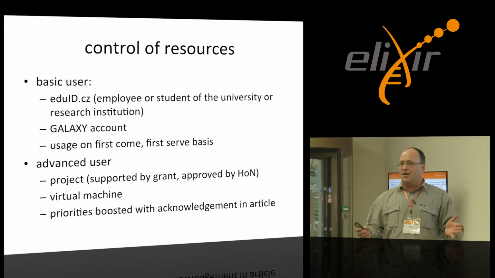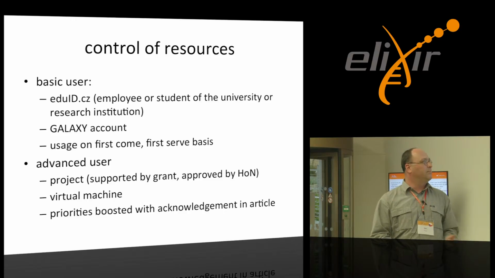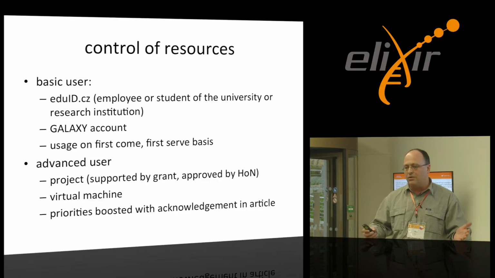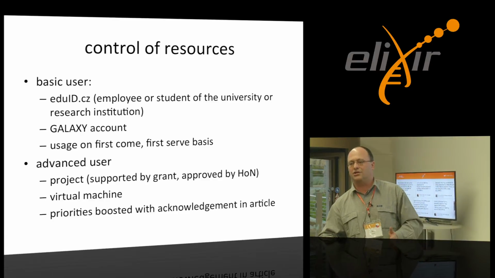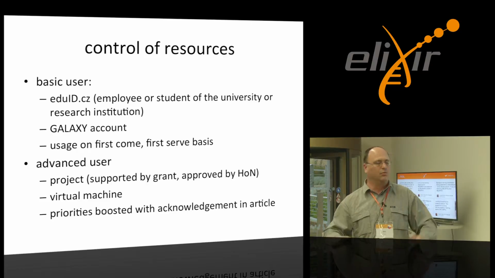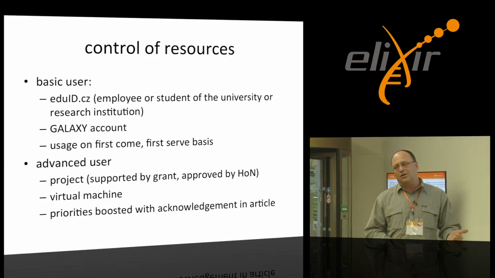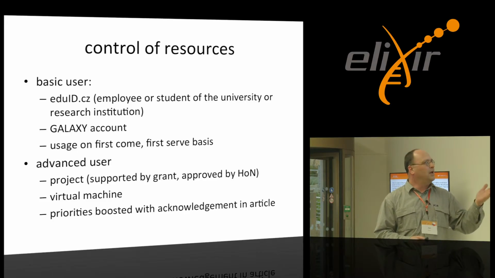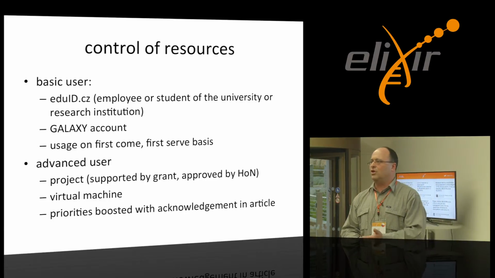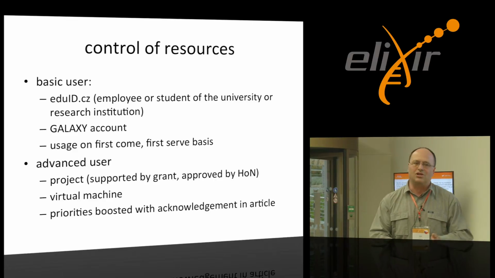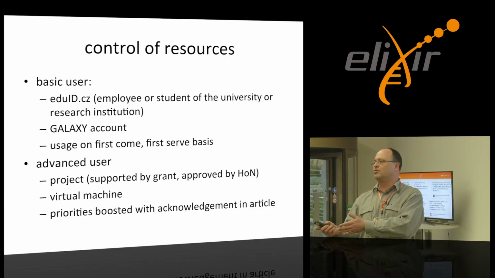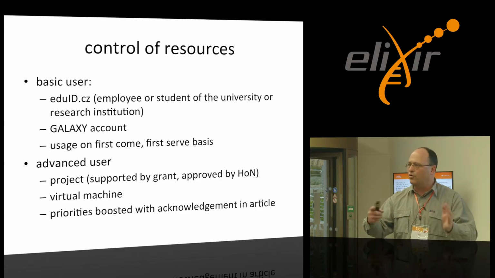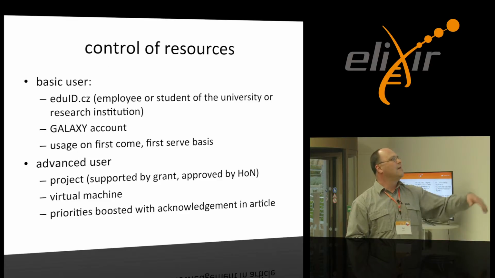Because the resources are limited, usage is based on first come, first served. If there are too many users, then the system will crash, but then we have to somehow boost it. Then an advanced user, from our point of view as an ELIXIR infrastructure, has to be supported by a grant. We do not want to distinguish if your project is good or if your project is not good. So let's say the grant agency approves it, so we approve it as well.